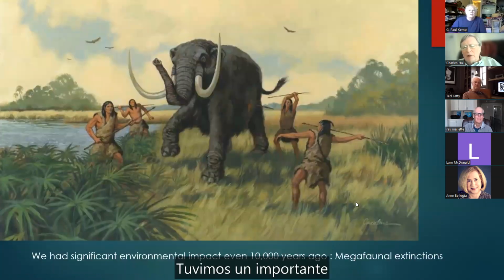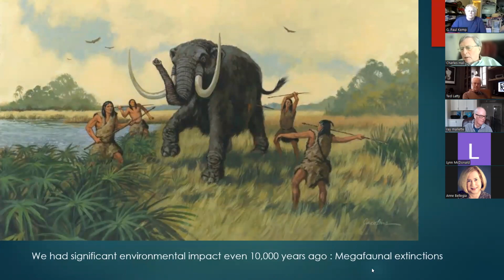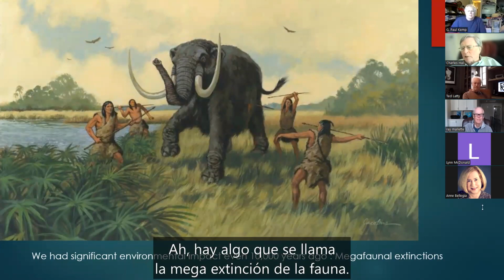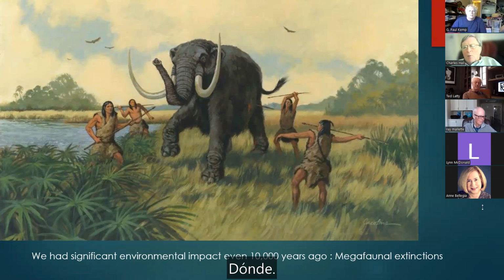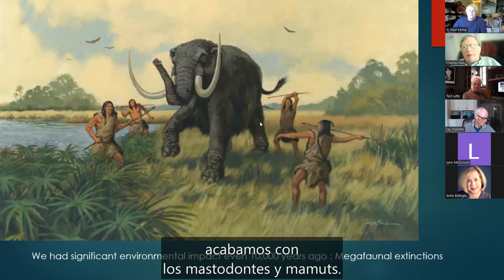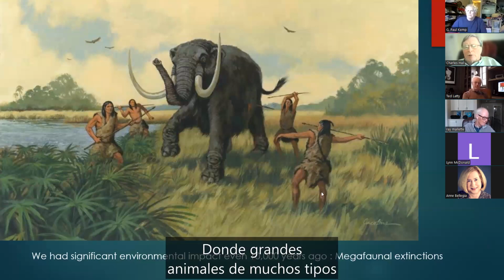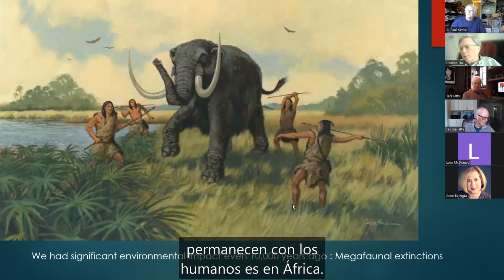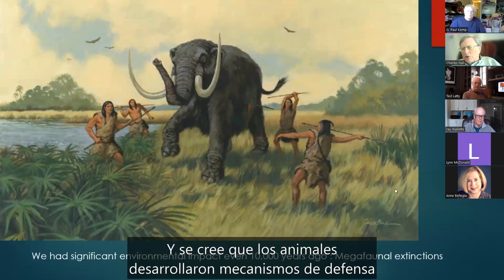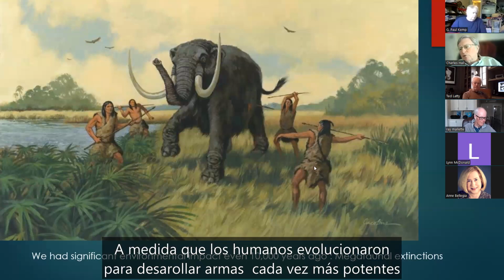We had significant environmental impact. There's something called the megafaunal extinction, where we apparently killed off the mastodons and the mammoths. Humans were very efficient hunters, and the only place where large animals of many types remain with humans is in Africa. And it is thought that the animals evolved avoidance mechanisms as humans slowly evolved more and more potent weapons.